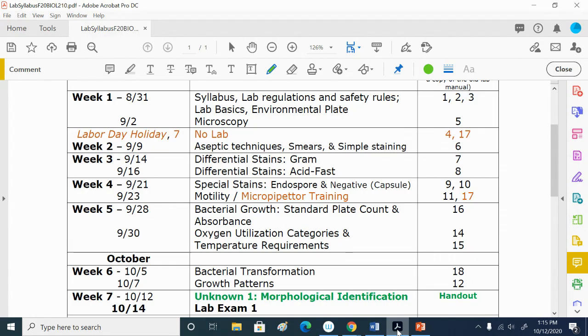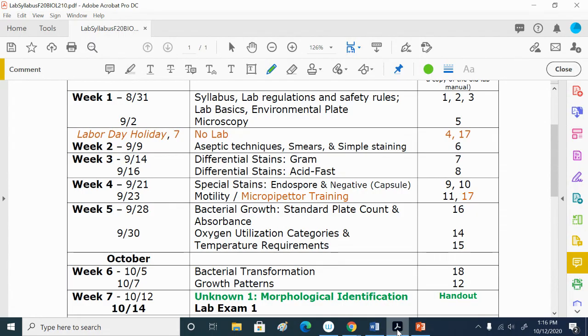And then we talked about microscopy. So you should be familiar with all the parts of the microscope and what they do. You should be familiar with how to calculate magnification, right? Ocular times objective. The ocular lens magnifies 10 times. And we had 4 objectives, 4, 10, 40, and 100, right? For a total of 40, 100, 400, and 1,000, right?